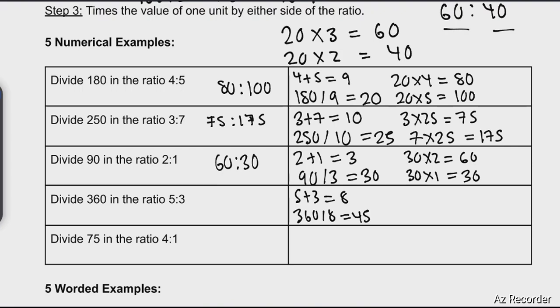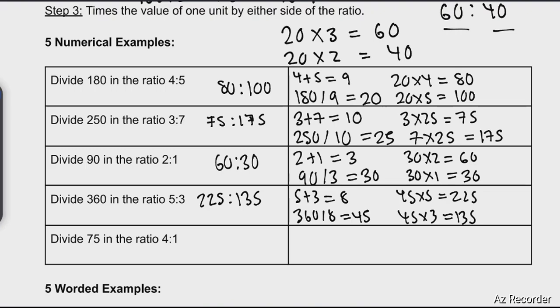And we want to times 45 by either side. So the first calculation is going to be 45 times 5, which is equal to 225. The second half is going to be 45 times 3, which is equal to 135. And so by dividing 360 in the ratio of 5:3, we get 225 to 135.